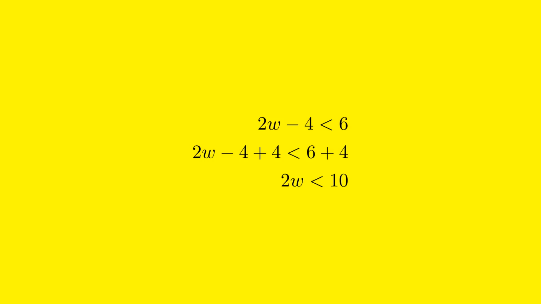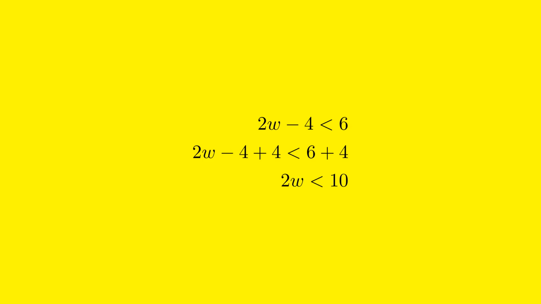Step 1. To begin solving the inequality 2w minus 4 is less than 6, we need to isolate the variable w on one side of the inequality. This process involves moving the constant term to the other side of the inequality. First, we'll add 4 to both sides of the inequality to cancel out the minus 4 on the left side.